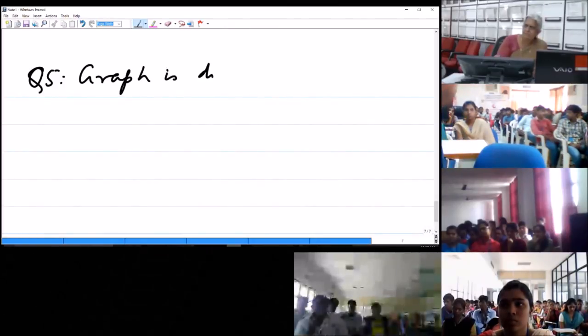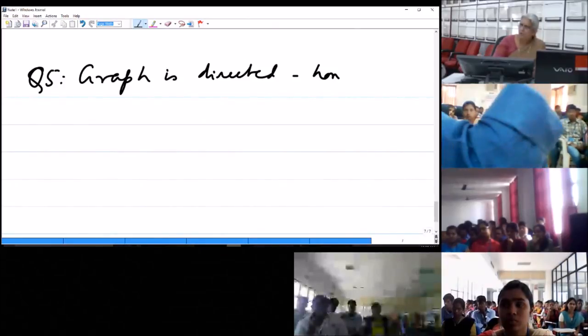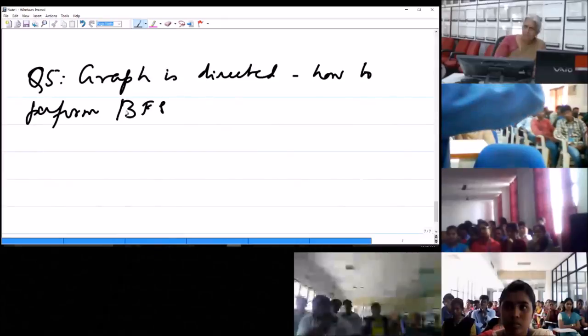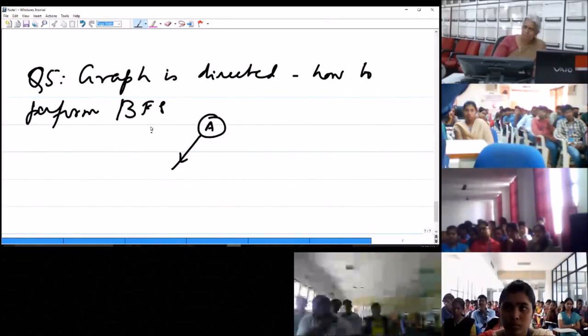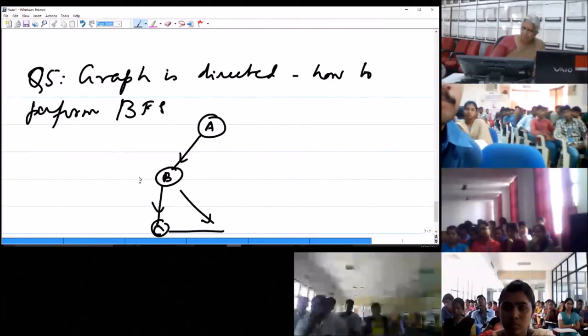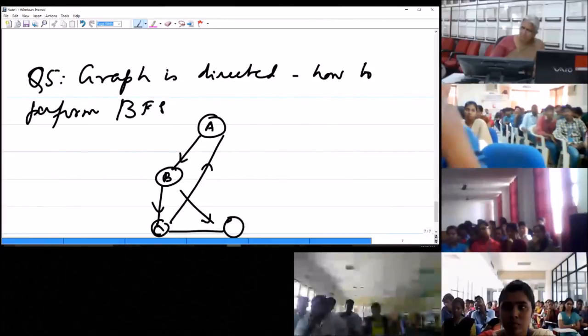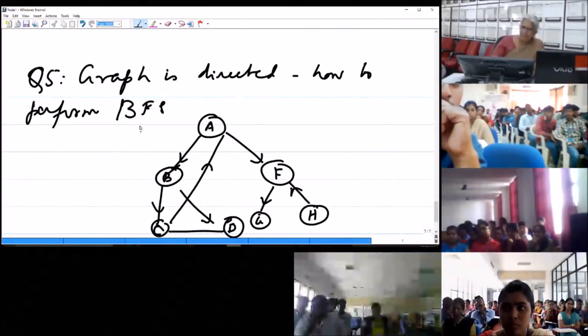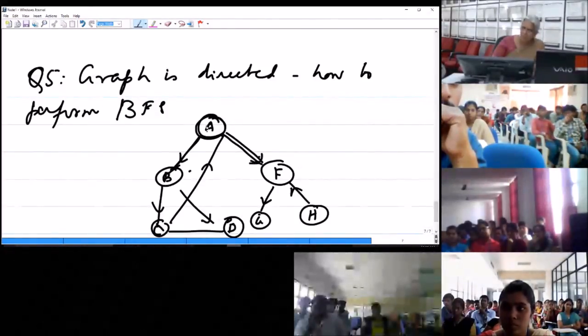Graph is directed. How to perform BFS? Example, let's say I have something like this. You basically try to travel as widely as possible. So starting from the node A, I'd go to E, B first and then to F. Put these two in the queue. Okay. Then you start with B and go to C, and C and D will go into the queue, and you go through the same process.